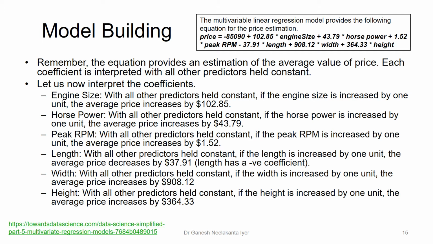So the model building is all about finding out what the different values or weight coefficients are that you should give for each variable, and determining the intercept. So if you take this example, for example engine size, with all other predictors held constant, if engine size is increased by 1 unit, average price increases by 102.85. So based on the given input, I might have determined this by trial and error.